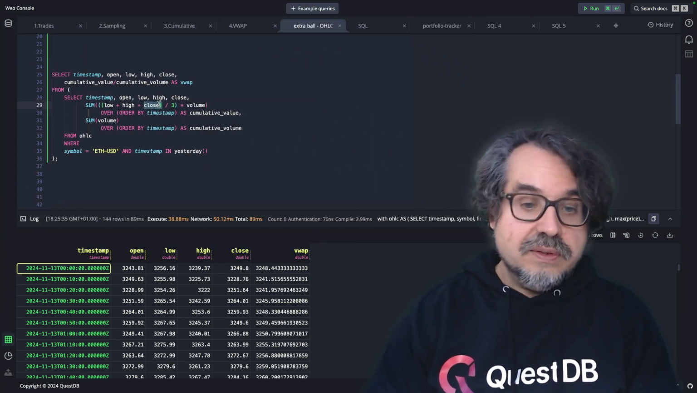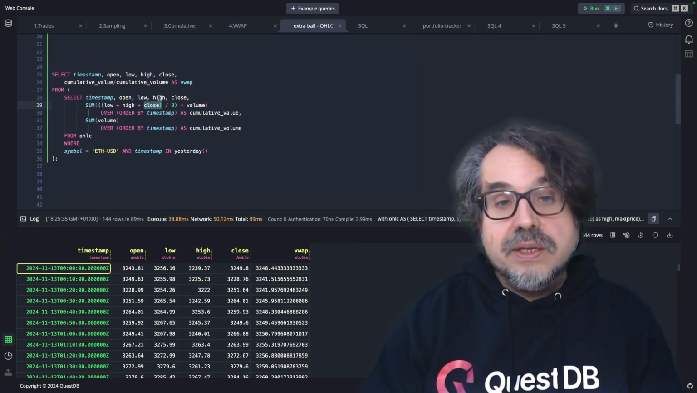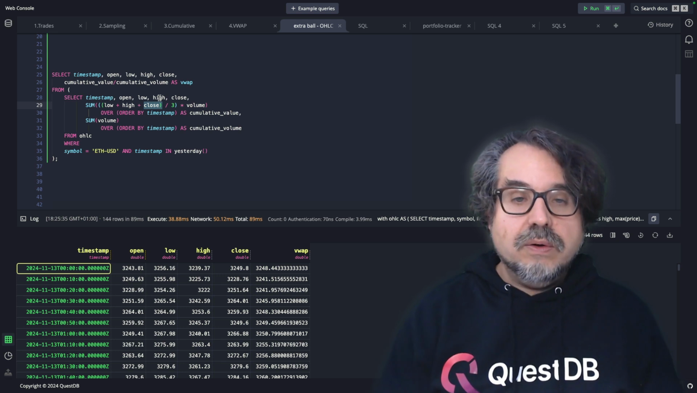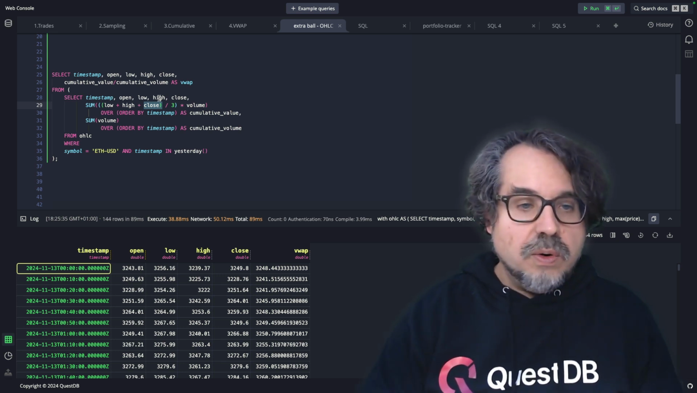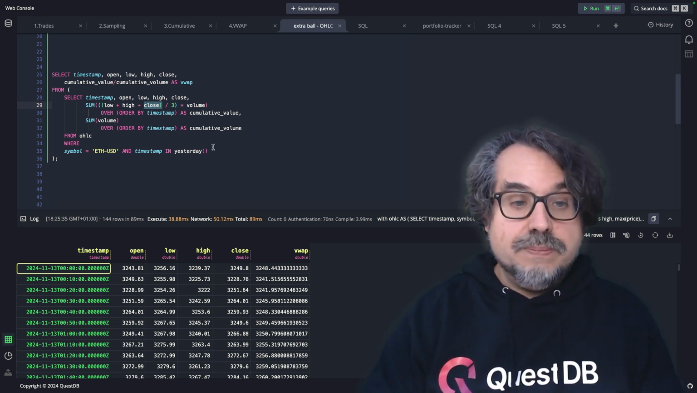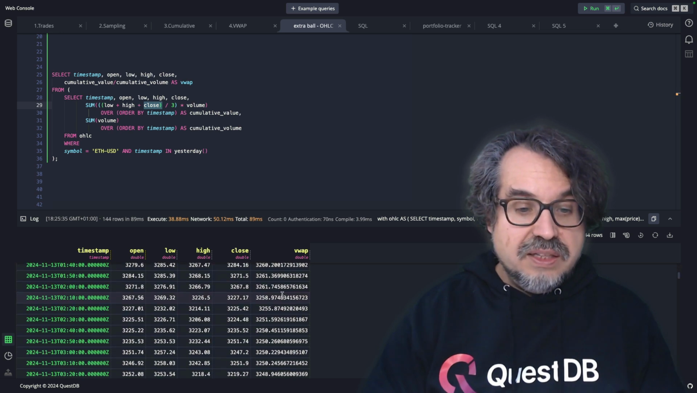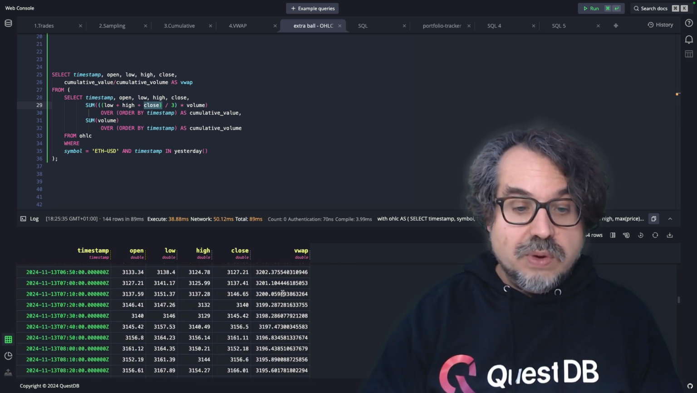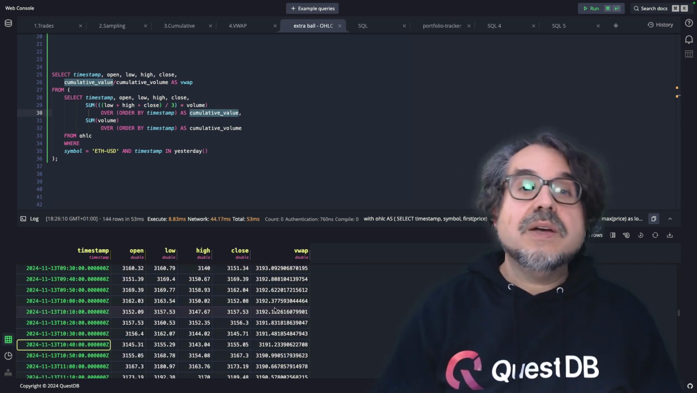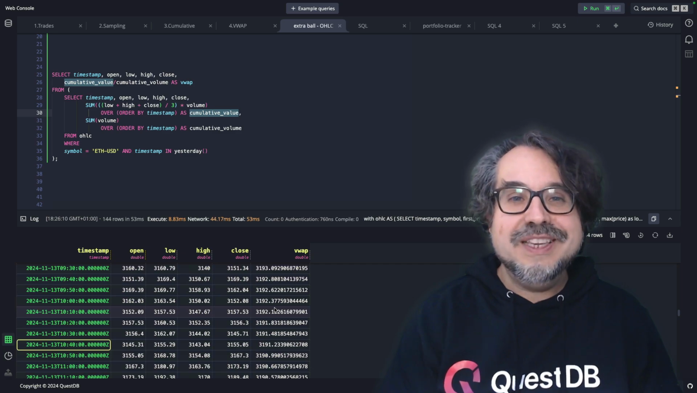And as you can see, even if you have data which is already in candlesticks, already open, high, low, close, already aggregated, you can still calculate VWAP. And actually, I should say, these results are very similar to the ones we had already. And that's it. That's how you calculate VWAP using SQL.